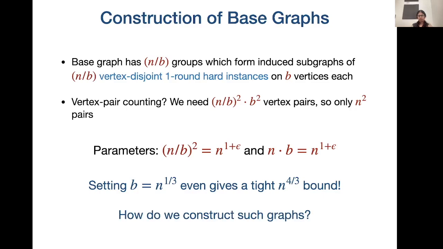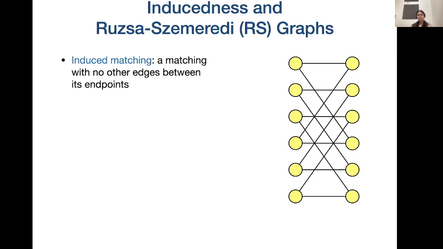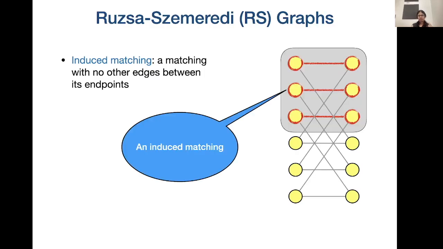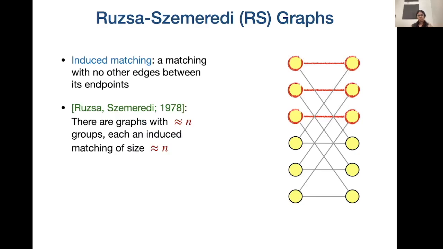Now we're going to look at how we construct these graphs. The inducedness property is very similar to a class of graphs known before and studied in the literature called Ruzsa-Szemerédi graphs. Here, to define these graphs, I'm going to define an induced matching first. A matching with no other edges between its endpoints is called an induced matching. So Ruzsa-Szemerédi graphs are graphs with approximately n groups, and each group is an induced matching of approximately size n.